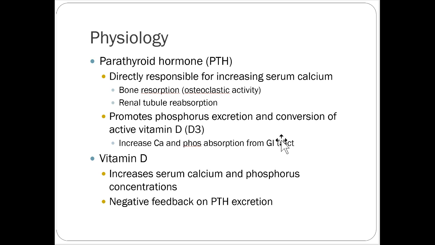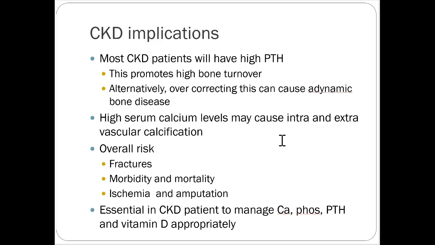So for these patients, there's a couple different things to talk about here. There's parathyroid hormone, which is directly responsible for increasing serum calcium and promoting phosphorus excretion and conversion of active vitamin D. Vitamin D itself increases your serum calcium and phosphorus concentrations, and it has a negative feedback on parathyroid excretion. So what does this mean?